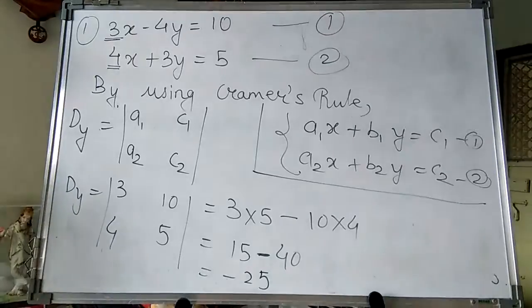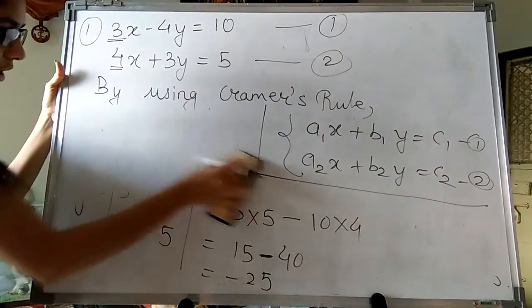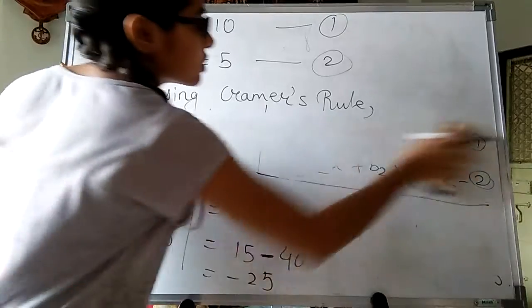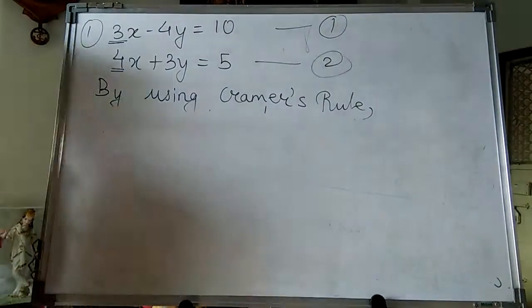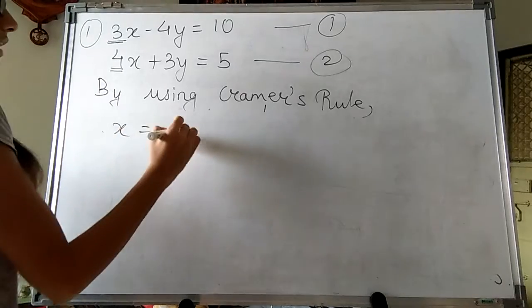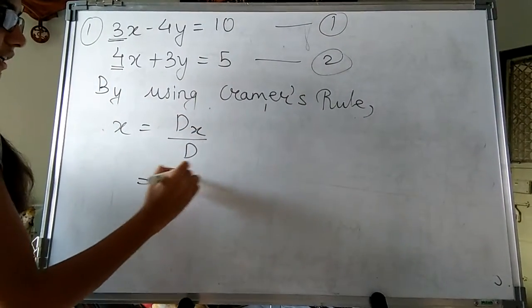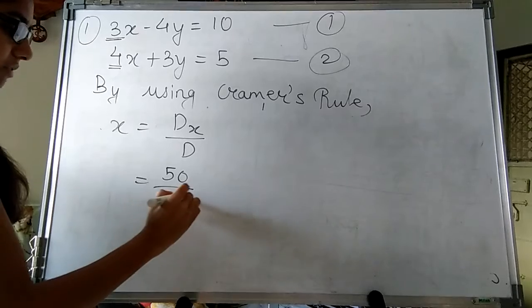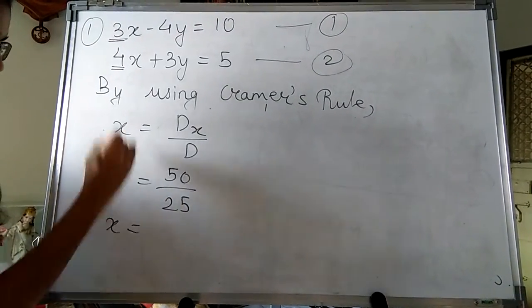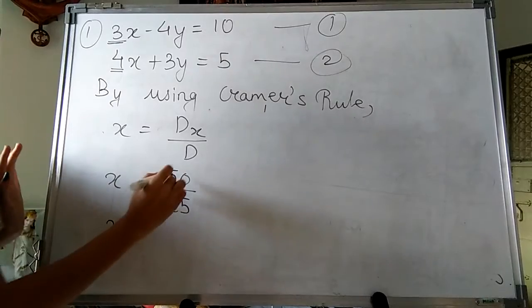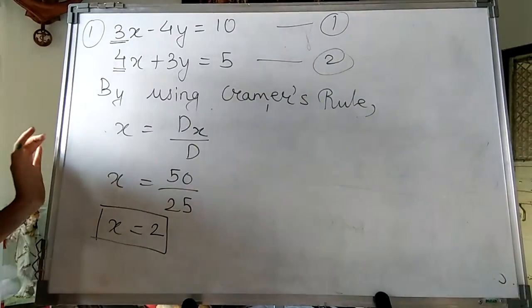Now we will go for the solution of these two simultaneous equations. What will be the solution now? Now no need of this general standard equation. What is your x? Dx upon D. What was your dx? 50. D was 25. So I'm putting the values. X is equal to, left hand side as it is, 50 divided by 25, 2. So your X is 2.